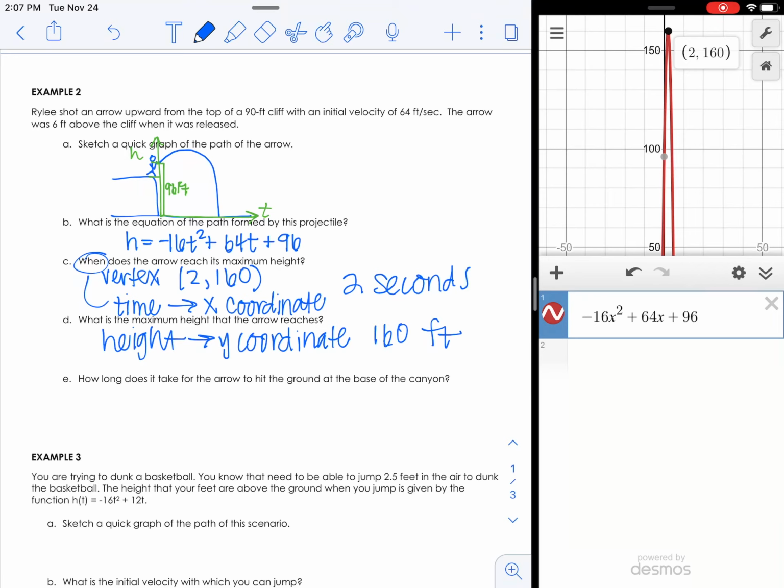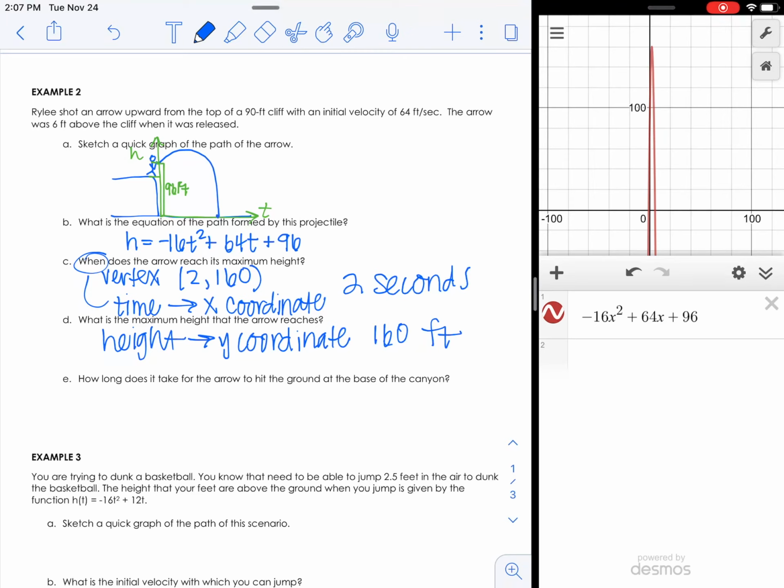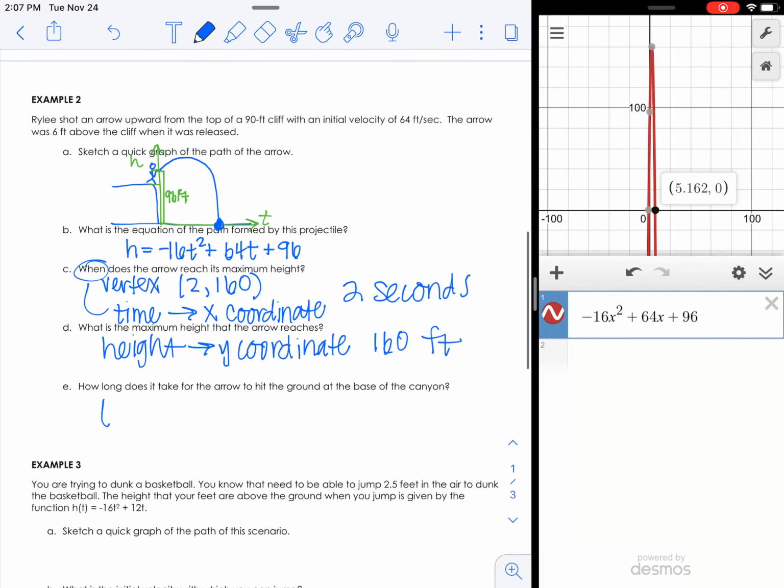How long does it take for the arrow to hit the ground? Now, for it to hit the ground, that's this point right here where it hits that x-axis. So we're looking right there at 5.162. So it takes 5.162 seconds to land on the ground.